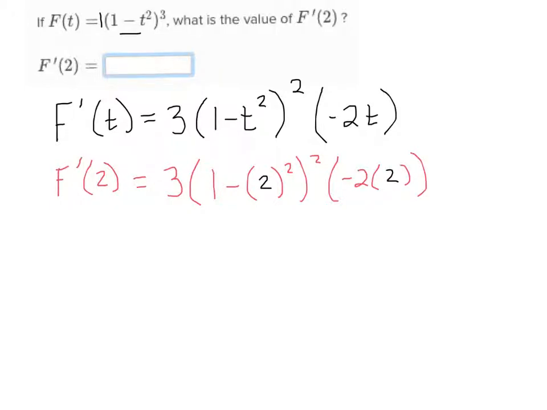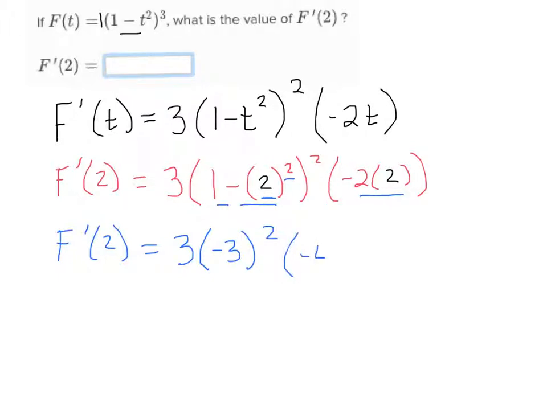And so let's look at what we got. We had a t here, and I put a 2 in its place. And we've got a t here, and I put a 2 in its place. Notice we're plugging the 2 into the derivative because the problem says what's f prime of 2, not what is f of 2. So I've got f prime of 2 equals 3. Now 2 squared is 4, and 1 minus 4 is negative 3. So I've got negative 3 squared, and negative 2 times positive 2 would be negative 4.